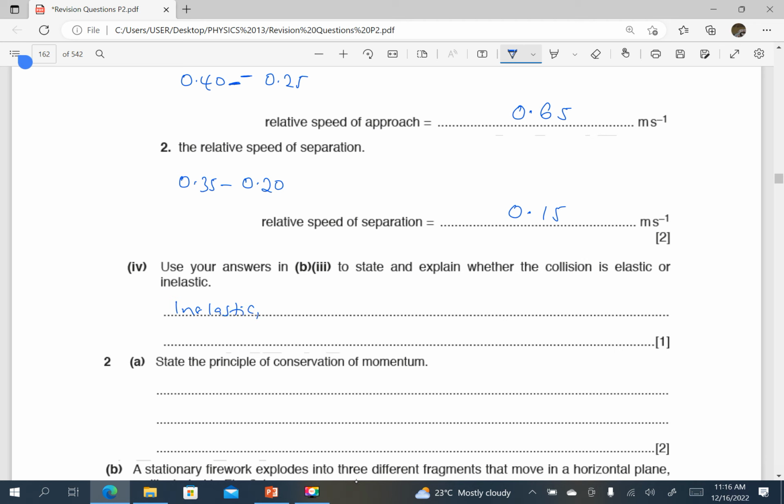Reason: relative speed of approach is not equal to relative speed of separation. Relative speed of approach is not equal to relative speed of separation.